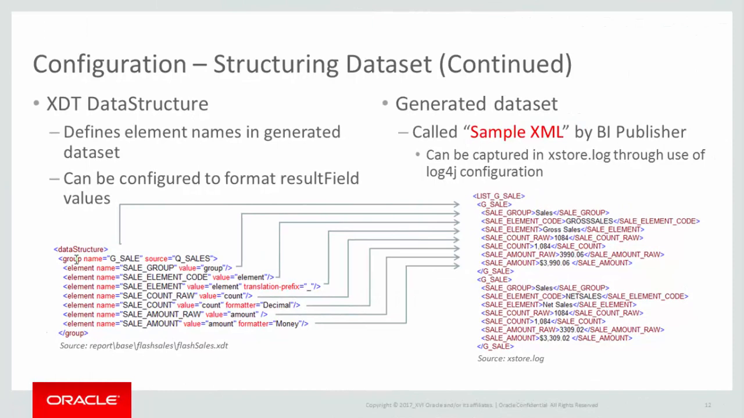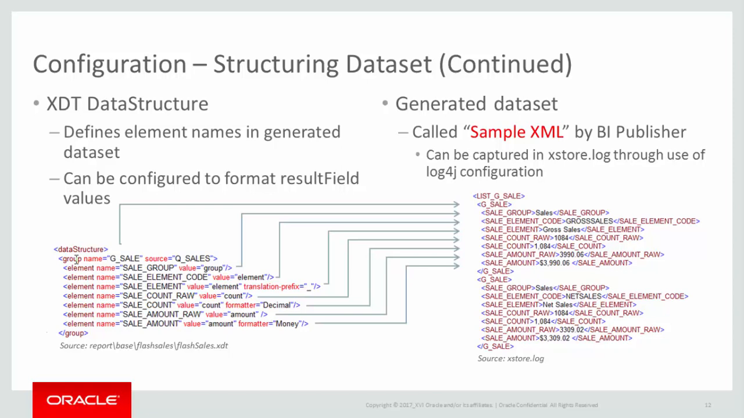Normally, a generated dataset is simply an in-memory data structure used by the reporting framework at runtime. However, the XML dataset can easily be logged by modifying XStore's Log4j configuration. BI Publisher Desktop has the ability to load an XML dataset, so capturing the XML in the XStore log and placing it in a standalone file is a common procedure when designing reports.